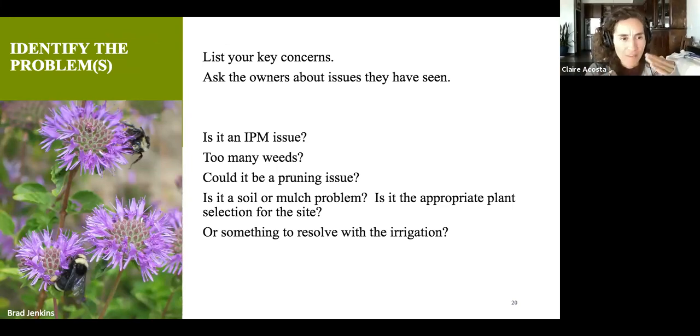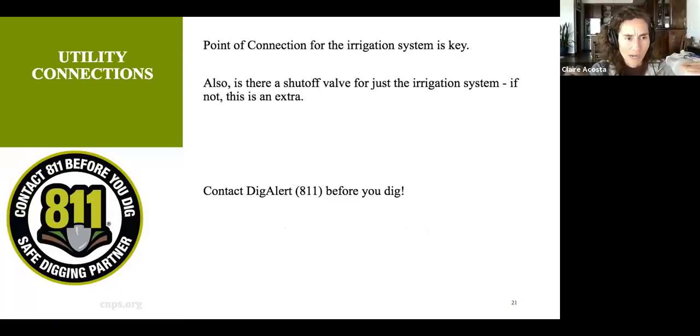But yeah, make sure you think through everything. Is it a pruning issue? Is it the appropriate plant selection for the site, or is it something you have to resolve from the irrigation? We kind of did that with the exercise, but that's where you're really consolidating and coming to a conclusion. Just a point on utility connections, definitely mark those on your map. Knowing where the irrigation system is, or the point of connection, is really important.